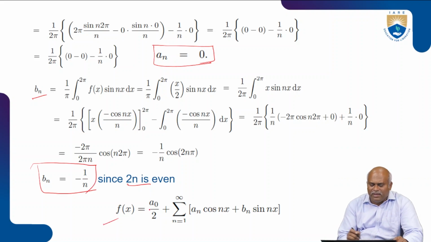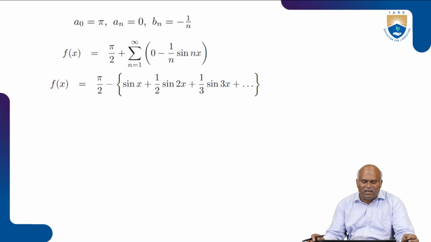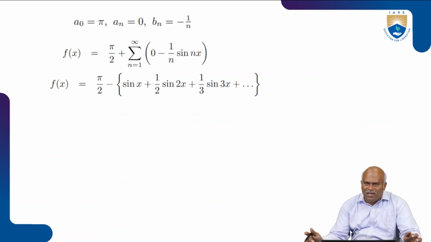After that we substitute all the coefficients A0, An as well as Bn into the trigonometric series. Finally we get the output for the trigonometric Fourier series as f of x equal to pi by 2 minus (sin x plus 1 by 2 sin 2x plus 1 by 3 sin 3x and so on up to infinity). But the a terms are all represented as 0.